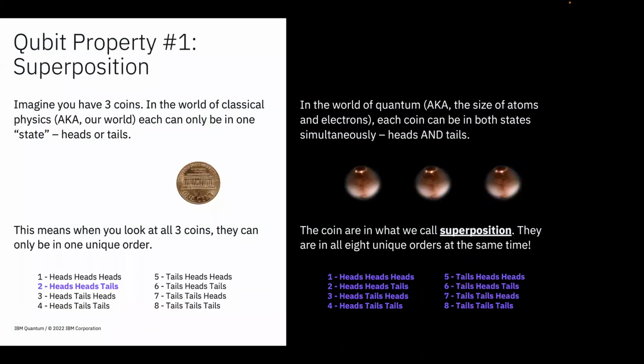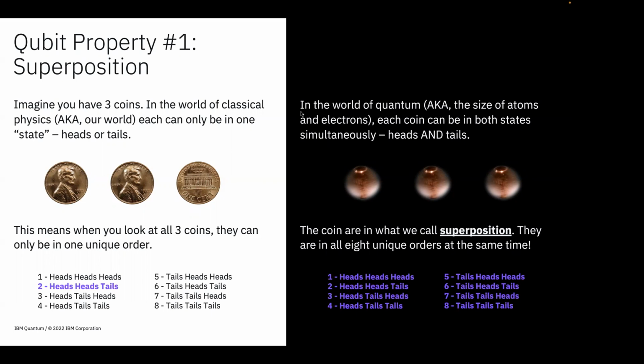So let's talk about the first property of a qubit, which is called superposition. Imagine you have 3 coins on your table. In the world of classical physics, also known as our world, each coin can be in one of two states: head or tail. This means that when you look at all 3 coins, they can be in one of the unique orders. They can be head, head, tail, or head, tail, head, or any of the 8 possible combinations, right?